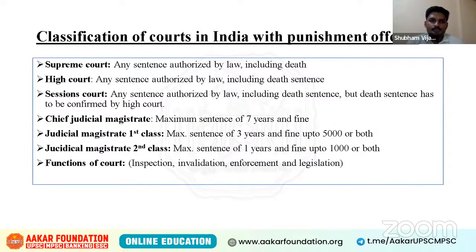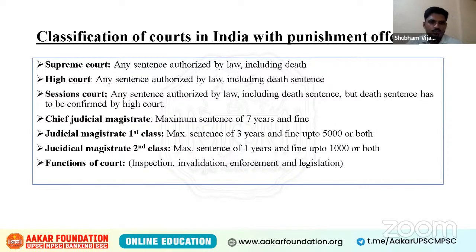First one is the Supreme Court. It's supreme of all, it's topmost. It can offer any sentence authorized by law, even including the death sentence. High Court also has the power to offer death sentence. Then the Session Court, any sentence authorized by law, including death sentence, but death sentence has to be confirmed by the High Court. Means they solely can't offer the death sentence.